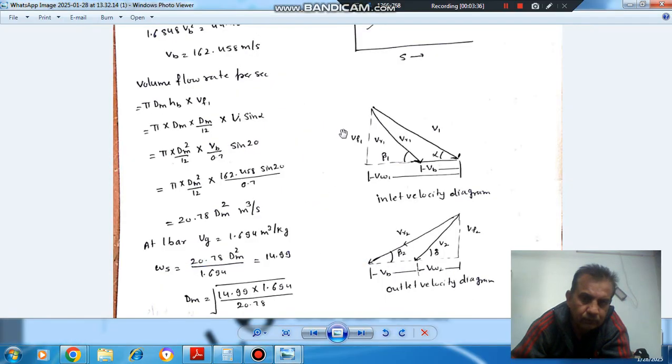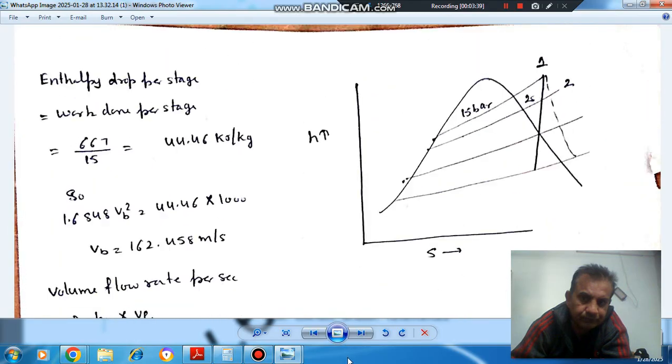Now this is the HS diagram. As there are 15 stages, it is hard to draw all of them, so we have drawn some of the stages. Of course, this is stage 1, from 1 to 2s. Total work done per kg is 667, and there are 15 stages, so work done in each stage is 44.46 kilojoule per kg. We have calculated this as the work done in one stage.